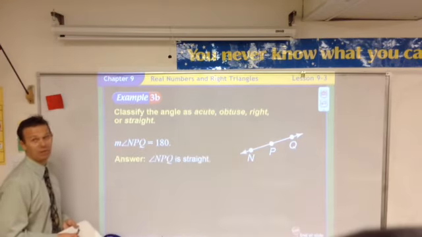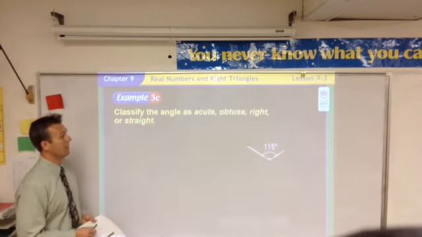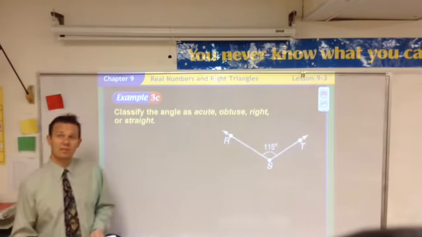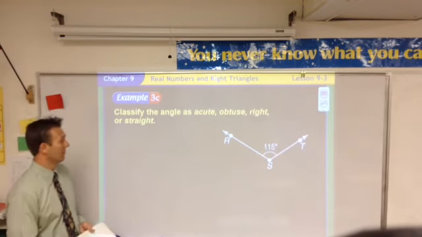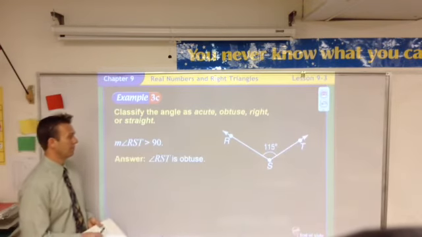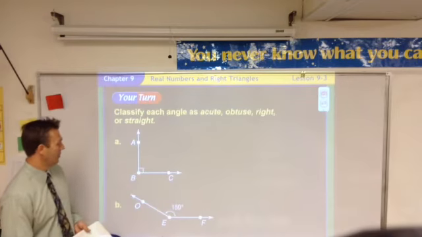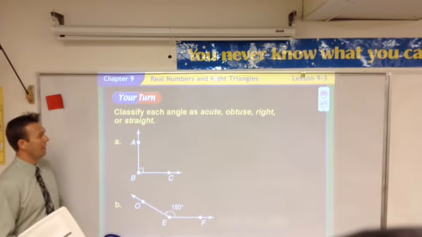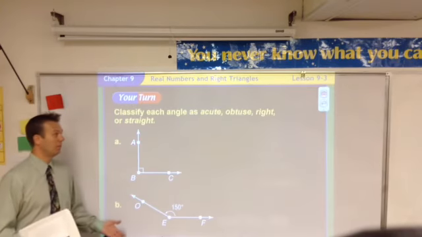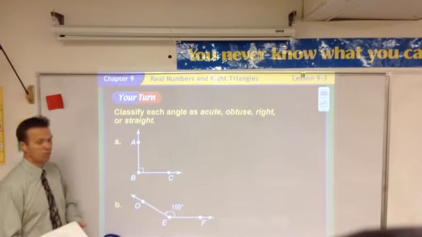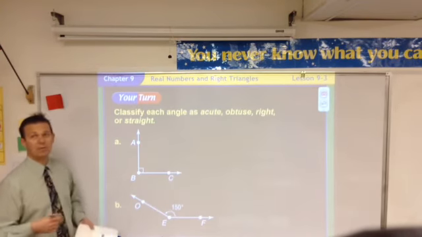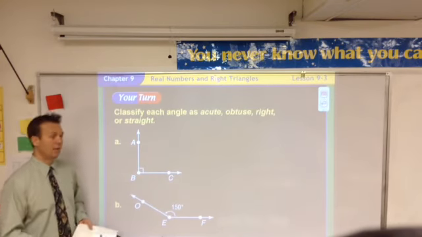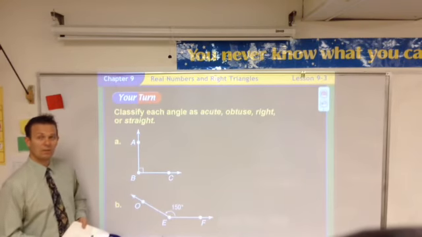But let's find out if they actually use one of those as examples. Here we have 115 degrees. It's greater than 90, therefore it's an obtuse angle. Okay, in your turn here, you get to draw these two out, and then classify them as either acute, obtuse, right, or straight. All right, go ahead and press pause, do that, and then come back to the lesson.